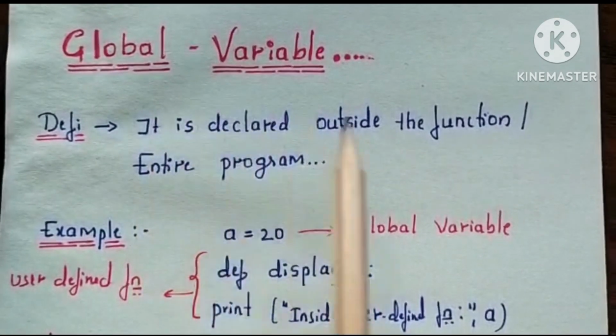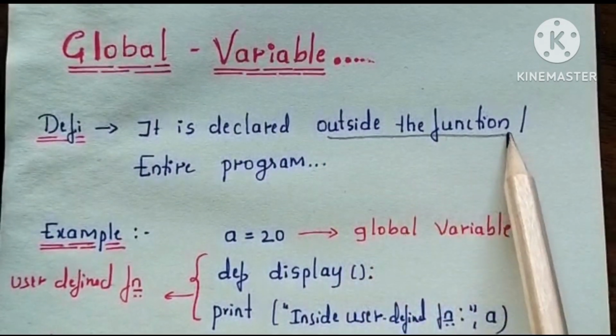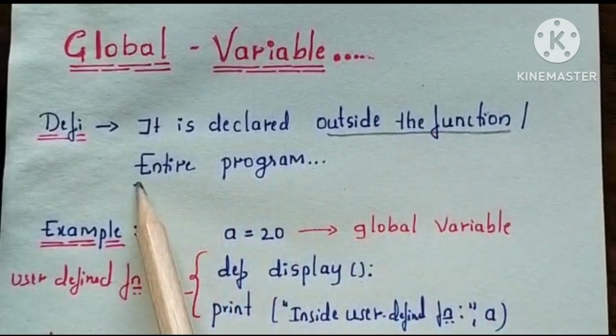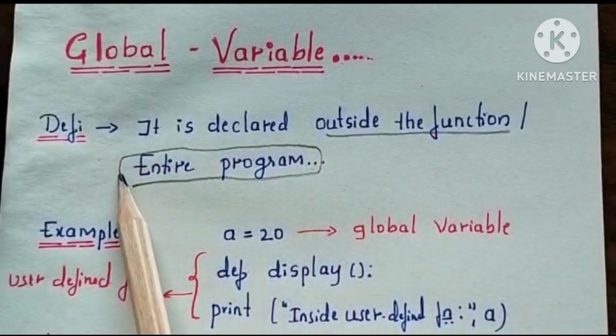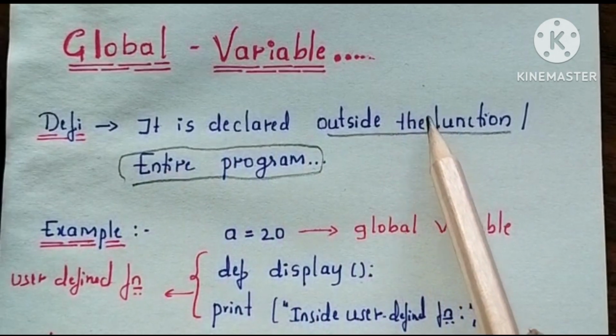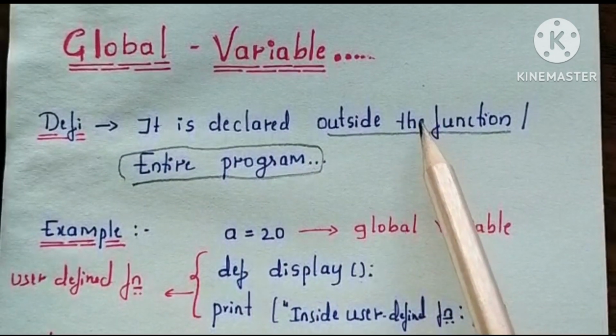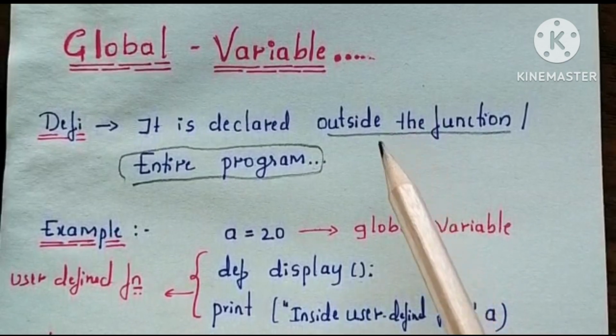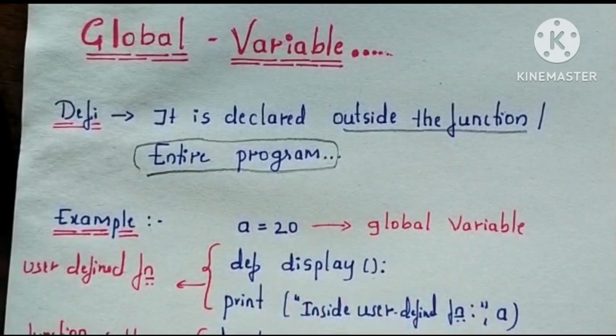It is declared outside of the function. That means it is declared outside of the function, in the entire program. How it is declared outside of the function and how it is declared in the entire program, I will show with an example.